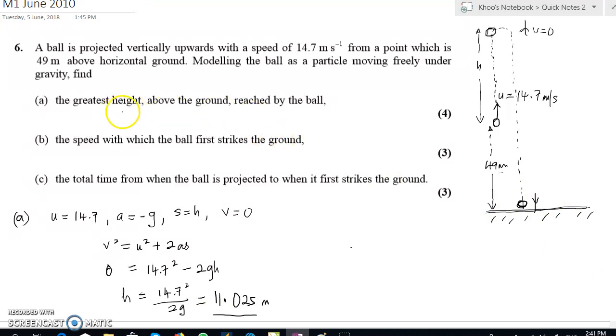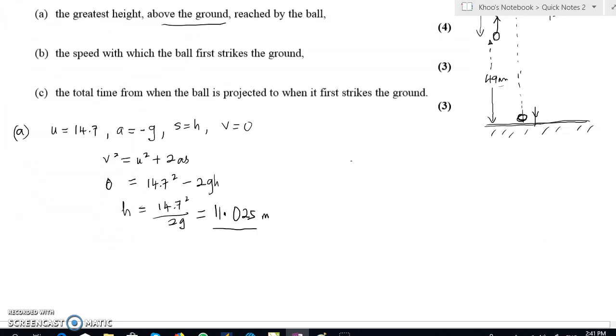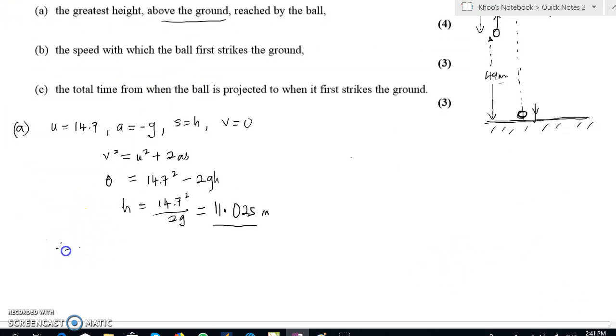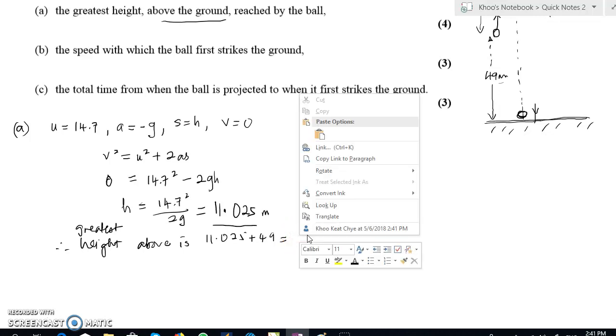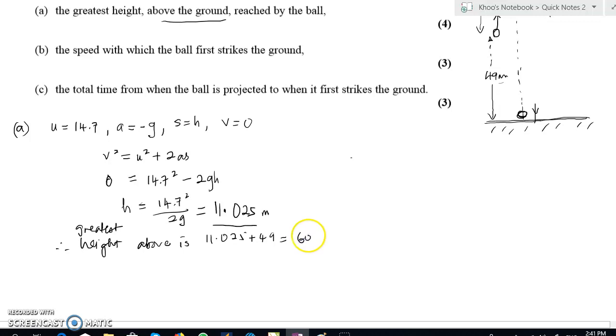But what we really want is the height above the ground. So in this case, we have to write down the correct answer. Therefore, height above ground, or rather greatest height, the keyword is very important, greatest height above ground is 11.025 plus 49. That gives us a value of 60.025 meters.